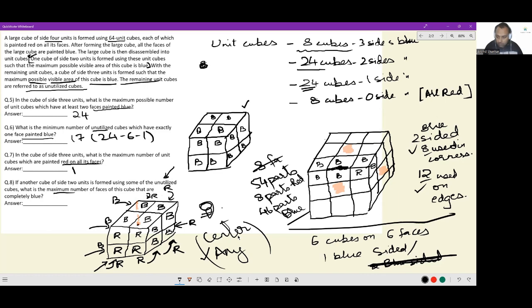Now see, the faces that will be blue will be the top face, the face on the right, and also the face on the left. There will be three faces that are completely blue, and there will be three faces that are completely red. And therefore, answer for the final question, if another cube of side 2 units is formed using some of the unutilized cubes, what is the maximum number of faces of this cube that are completely blue? There are going to be a maximum of 3 such faces, no more. And that is the entirety of the set.